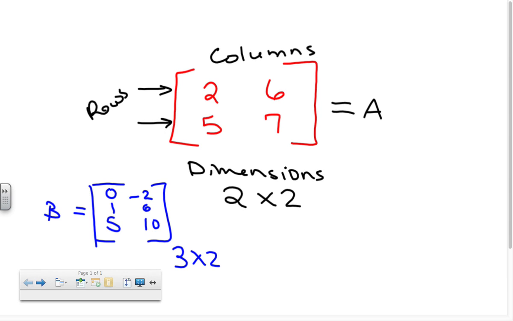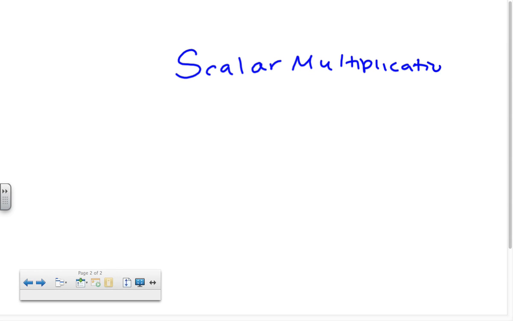So, alright, now we know what a matrix looks like. How can we use it? What can we do to it? So the very first thing we're going to talk about is scalar multiplication. Now this means that I'm going to take a matrix. If you want to, one matrix is a matrix, 2 or more is matrices.